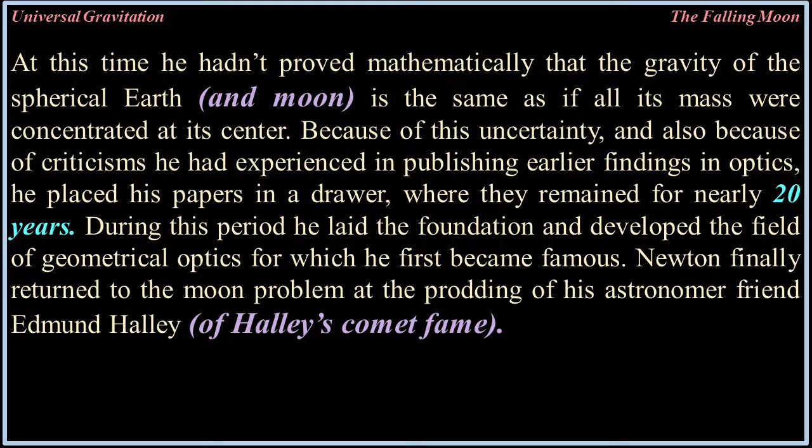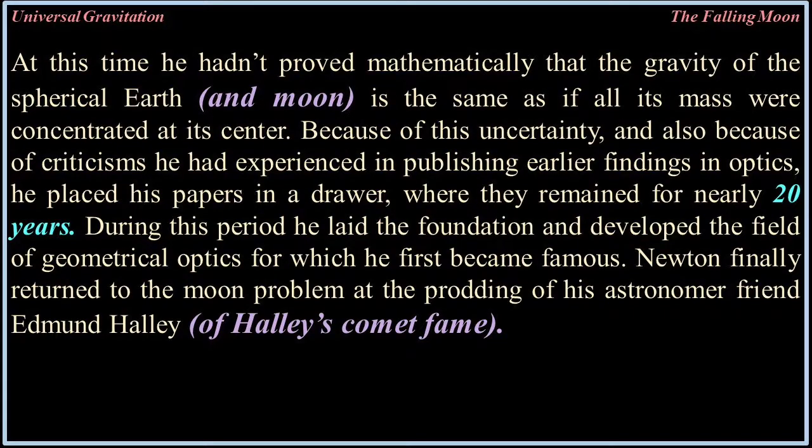At this time, he hadn't proved mathematically that the gravity of the spherical Earth and moon is the same as if all its mass were concentrated at its center. Because of this uncertainty, and also because of criticisms he had experienced in publishing earlier findings in optics, he placed his papers in a drawer where they remained for nearly 20 years. During this period, he laid the foundation and developed the field of geometrical optics, for which he first became famous.